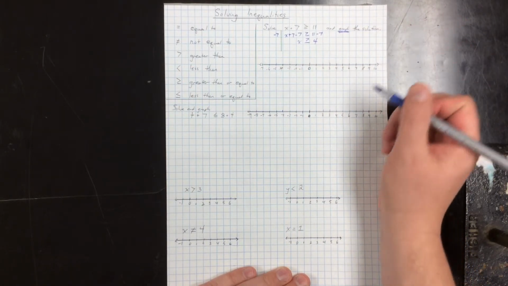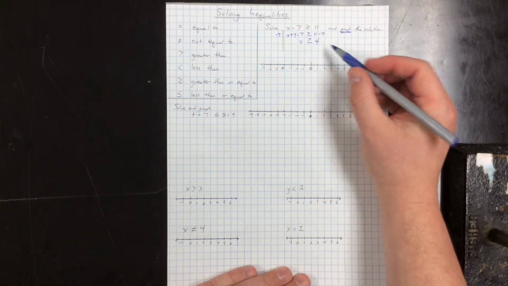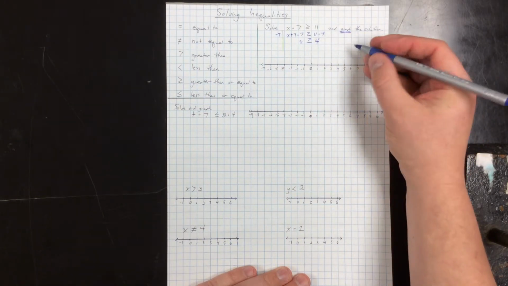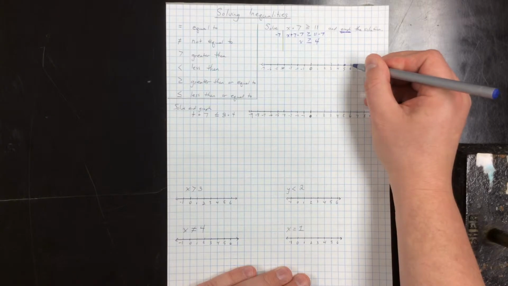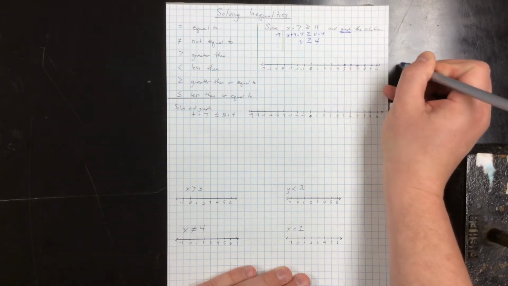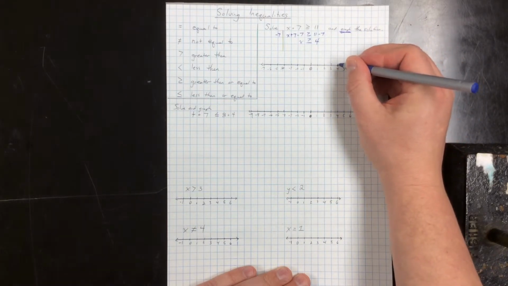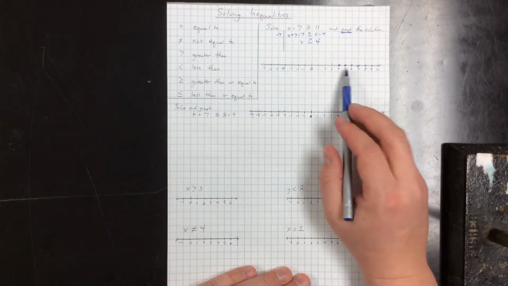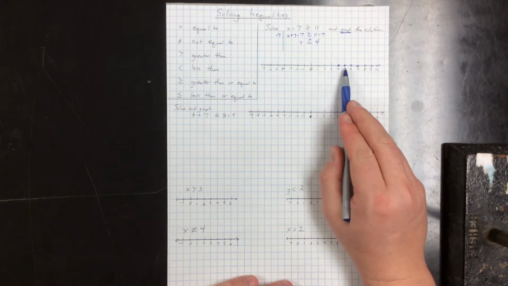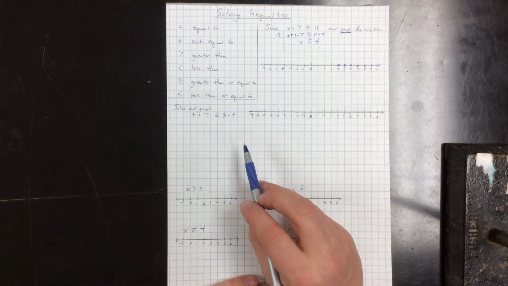For graphing, we're going to use a number line. So we're going to show x is greater than or equal to 4. Well, if I think of greater than, everything greater than 4 is 5, 6, 7, 8, 9, 10, and everything larger. And I think x is equal to 4. So if I was going to graph it, I'd put dots on 4, 5, 6, 7, 8, 9, 10, as far up as my number line went.